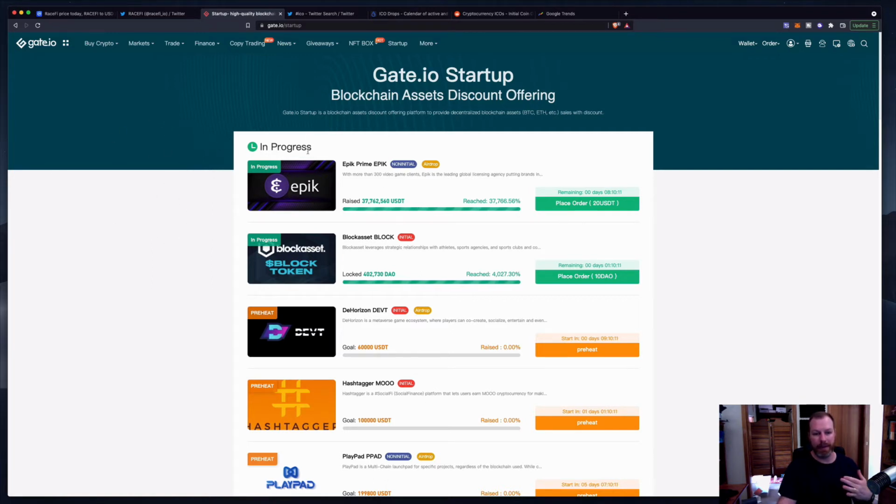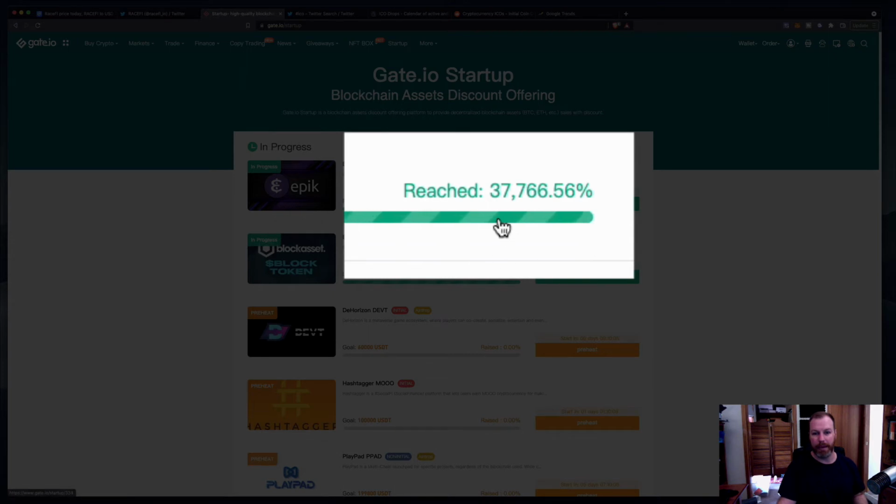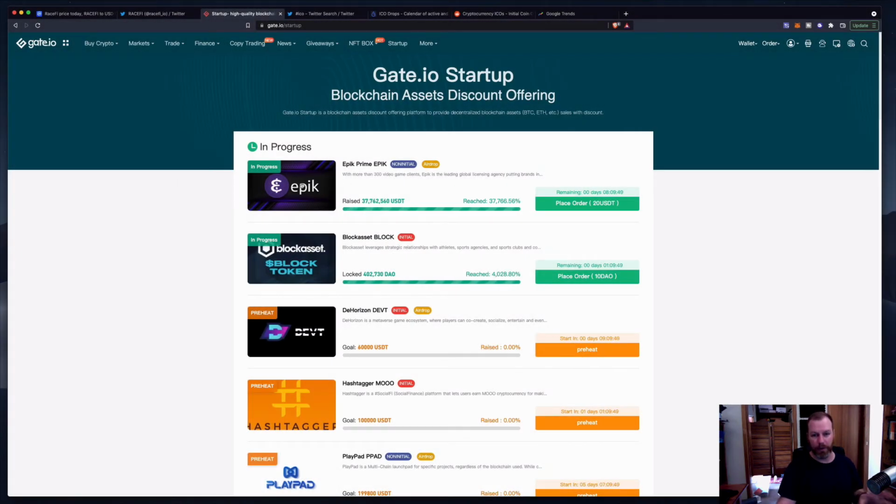But I've found that these pre-sales always get oversold. Look at this one here. It's over its capacity by 37,000%. So they've got 377x more than they were asking for. Even if you don't qualify for these pre-sales, they don't turn out to be that good because of the people overselling them, so you get a very small portion there.